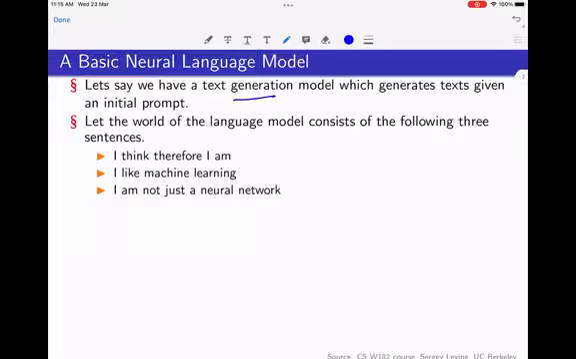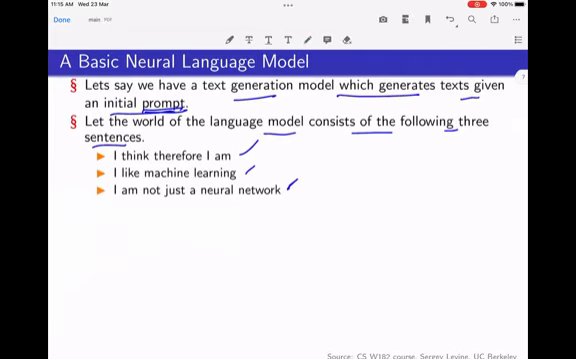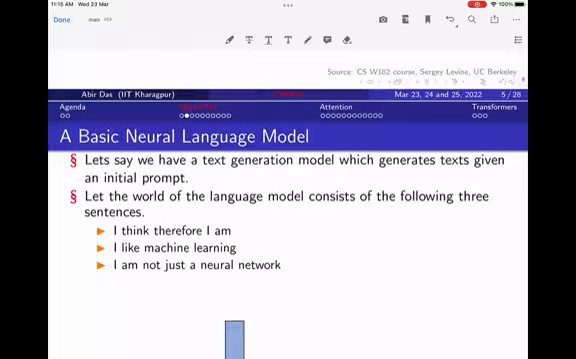Let us go to a more concrete example. Let's say we have a text generation model which generates text given an initial prompt. The initial input may be the first word or prompt. Let the world of the language model consist of the following three sentences. Let's say my training data just has these three sentences: I think, therefore I am; I like machine learning; and I am not just a neural network.